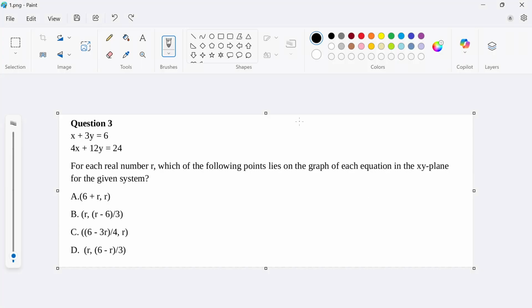This is a digital SAT math question. This question is like Digital SAT Practice Test 7, Module 2 hard, question 20. It gives these two equations, and it says, for each real number r, which of the following points lies on the graph of each equation in the xy-plane for the given system?